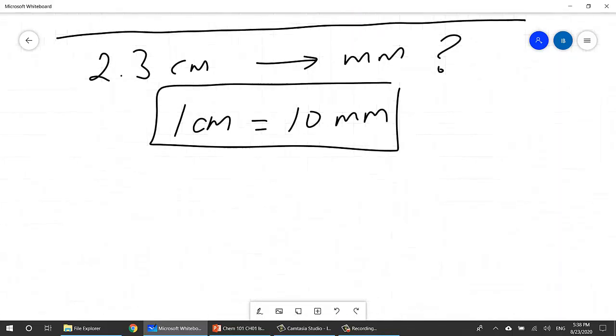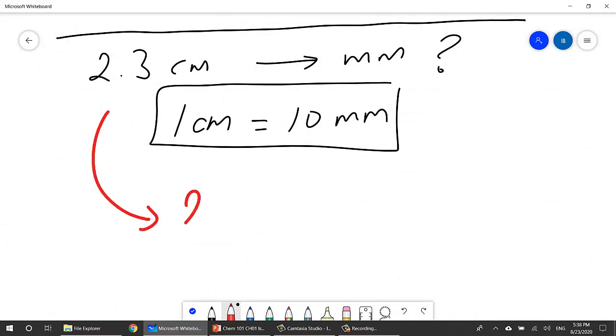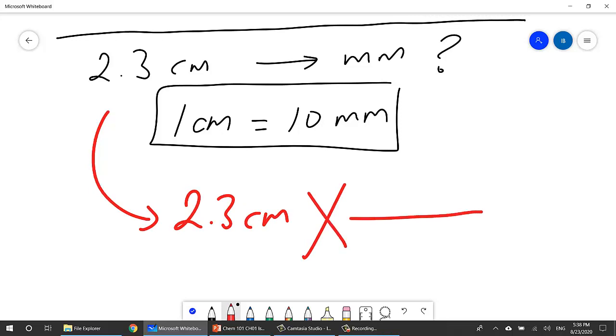So what you do here is you bring the given unit, which is 2.3 centimeters, and you always multiply. Okay, and in dimensional analysis or unit analysis, you don't divide, you always multiply. You multiply by a factor. Now you have two choices here. Either you put 1 centimeter divided by 10 millimeters, but that is wrong, because centimeter times centimeter will give you centimeter squared, and that's all wrong.